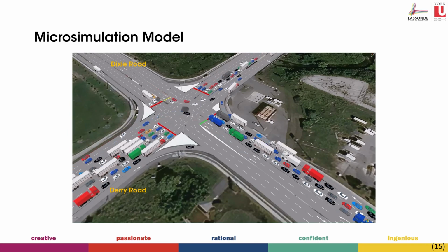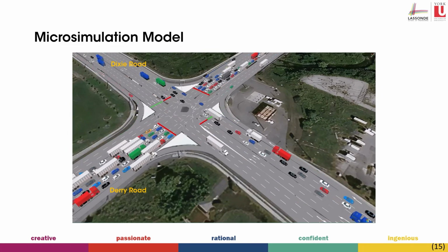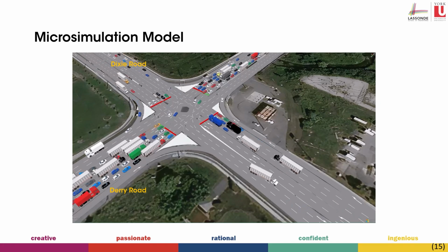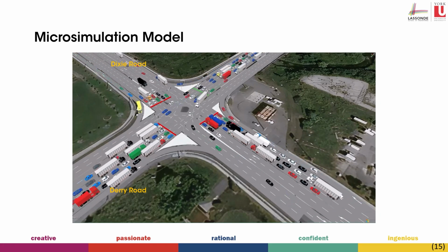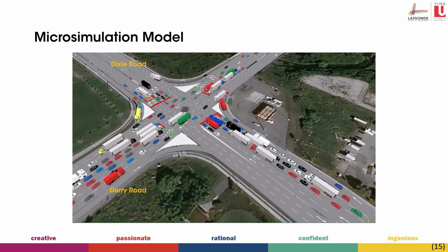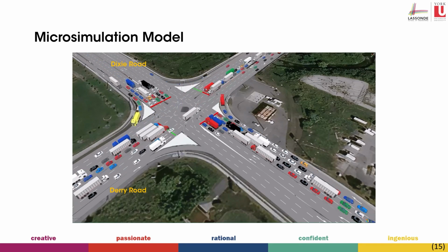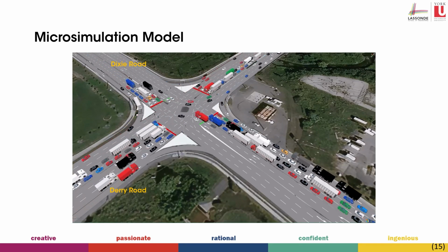Here, you can see the microsimulation model running for the intersection of Dixie and Derry Road during the PM peak hybrid scenario. Most of the trucks on Derry are able to cross without stopping due to the green time being extended along Derry.